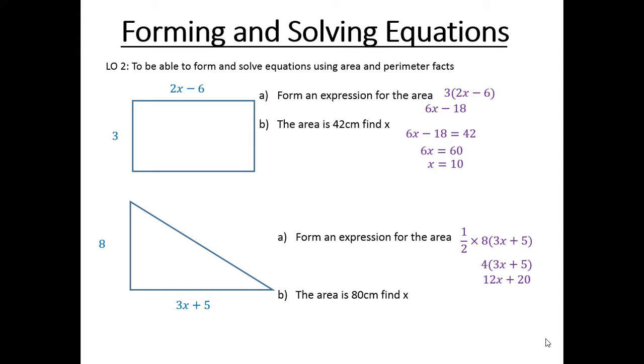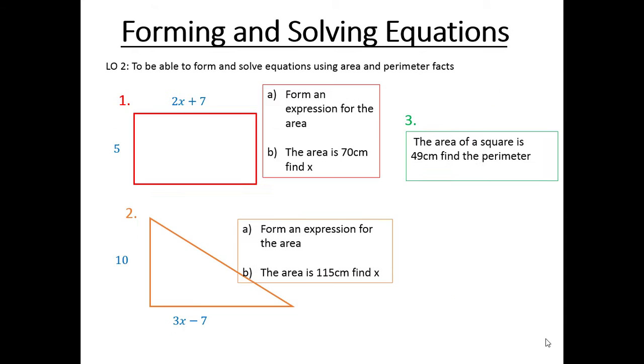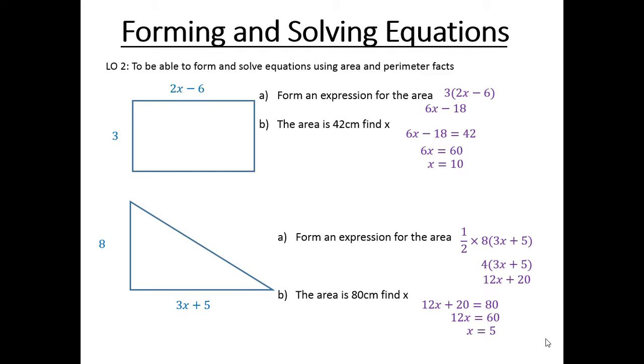For part B now, the area is 80 centimeters. Now the area has already been given to us, so what can I do? I can actually form an equation. 12x plus 20 is equal to 80 centimeters. Okay, subtract 20 from both sides. That gives you 12x is equal to 60. Divide by 12 on both sides. x is equal to 5. Okay.